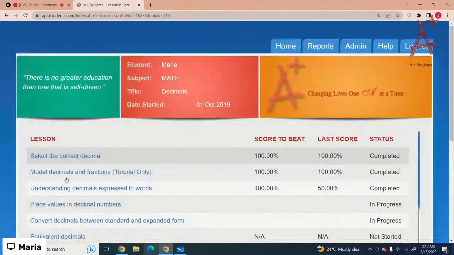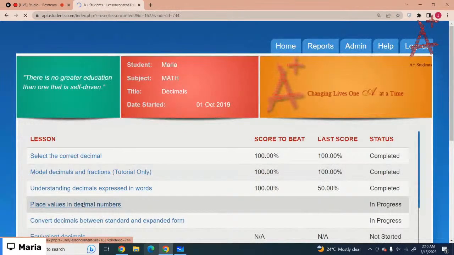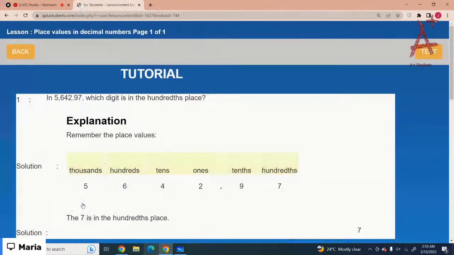The next one is place values in decimal numbers. So that's the same thing we just did. You have to understand which digit is at which position. Got it? Like this one, in 5642.97, which digit is at the hundredths position? Whenever you have a "th" with any of the numbers, that means it would be the number that is right after the decimal. Got it?